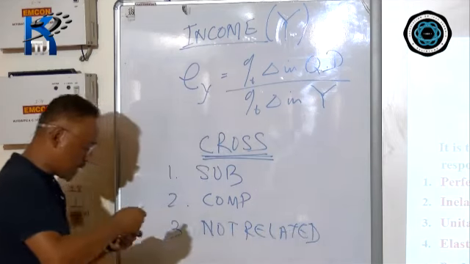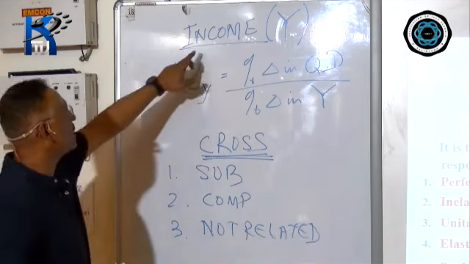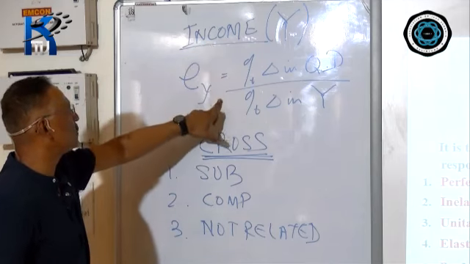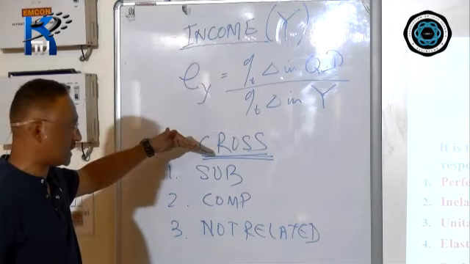So in my next class, I'm going to discuss income elastic demand. This is your formula. What are the 3 parts?